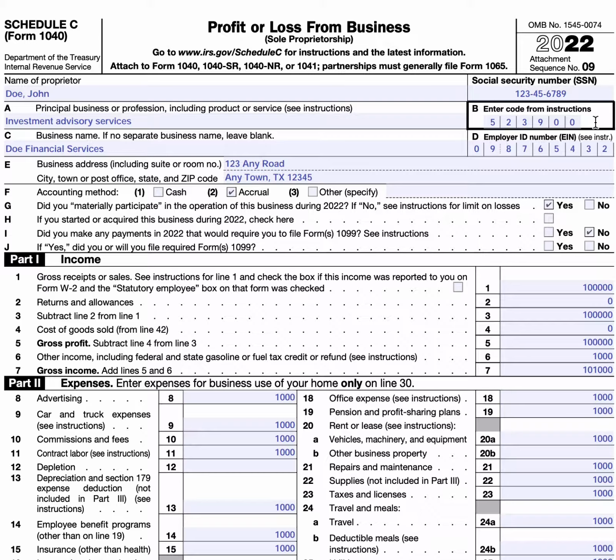But if you are somewhat familiar with the differences between cash and accrual accounting, then select the appropriate box. In line G, it asks whether or not you materially participated in the operations of this business. So either yes or no.